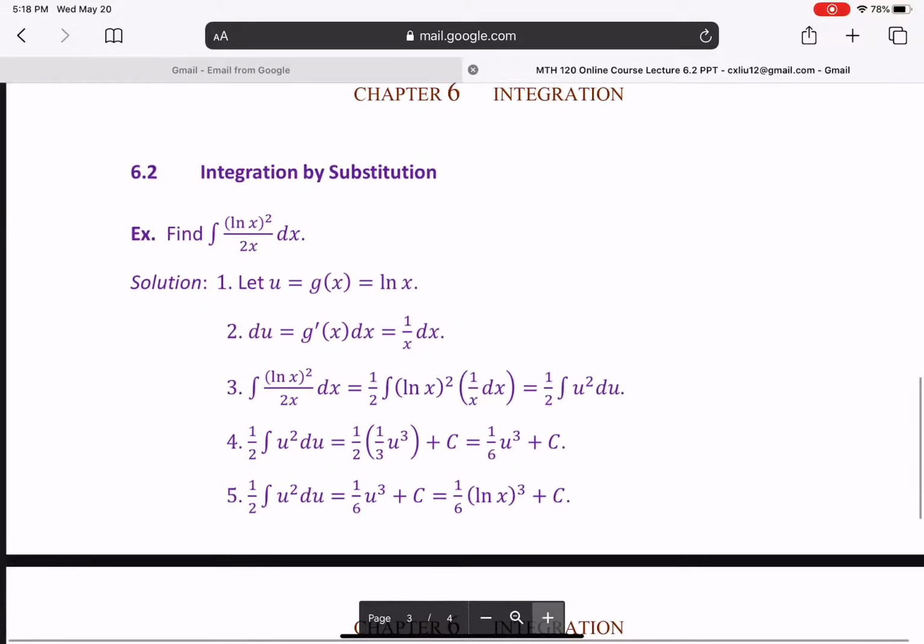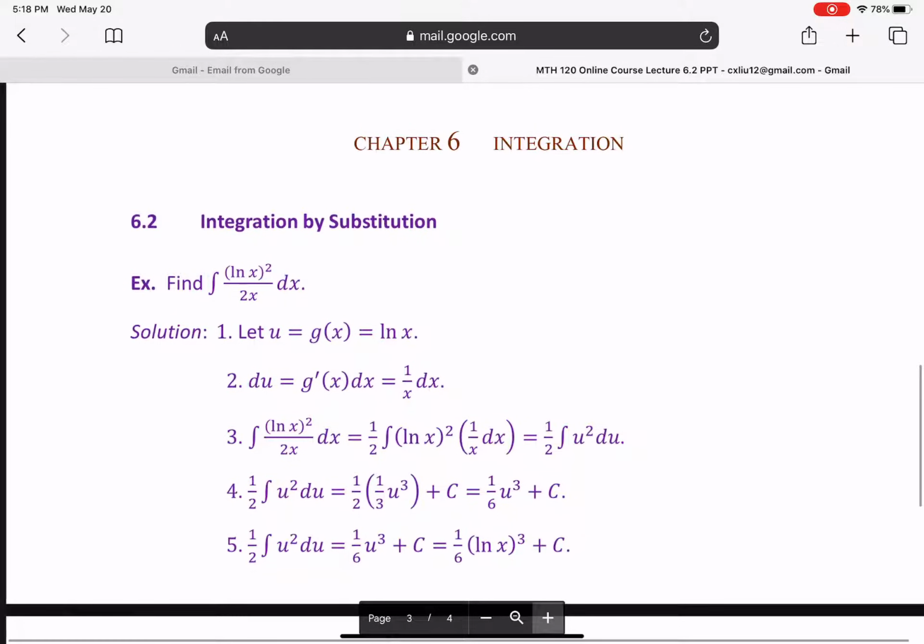Let's do another example. Find the integral of (natural log x) squared over 2x. In this integrand, we got the composite function (ln x) squared. And the inside function here is just ln x. So we can define u equal to g of x, which is ln x, as step 1. In step 2, do the differential of u, we get du equals g prime dx, which is 1 over x dx.